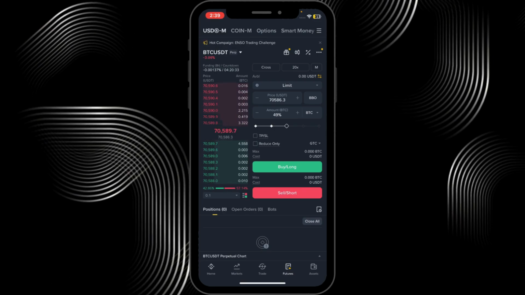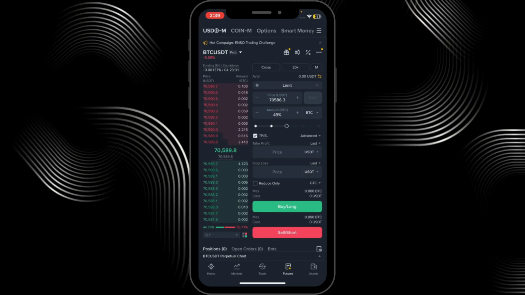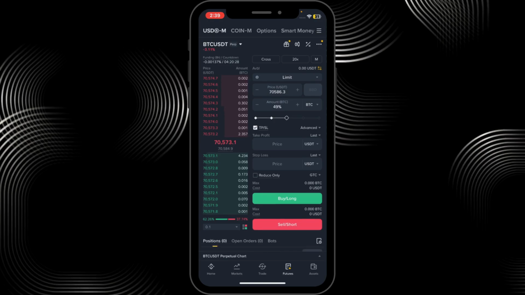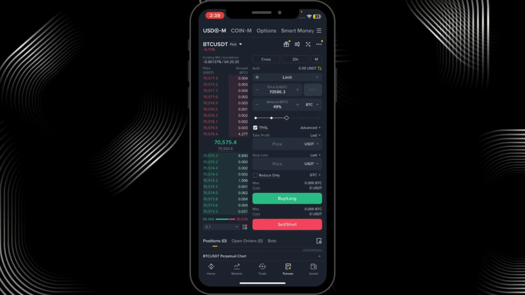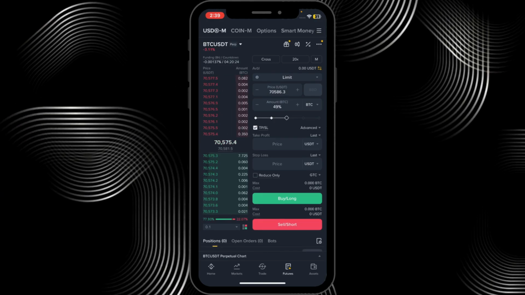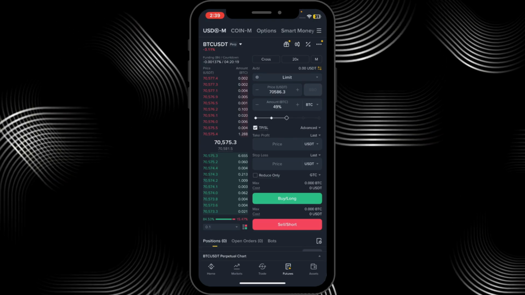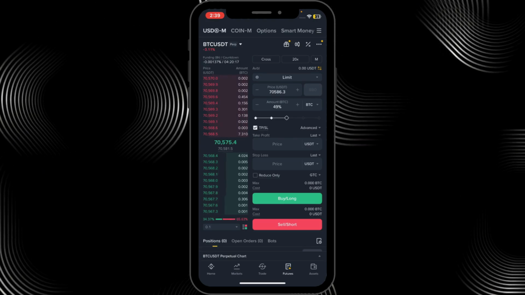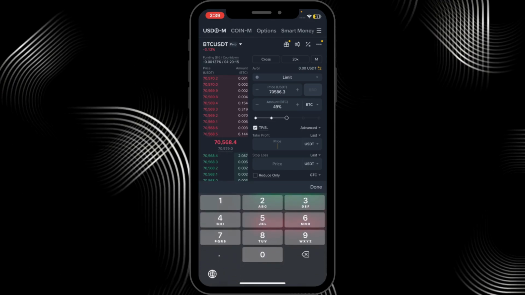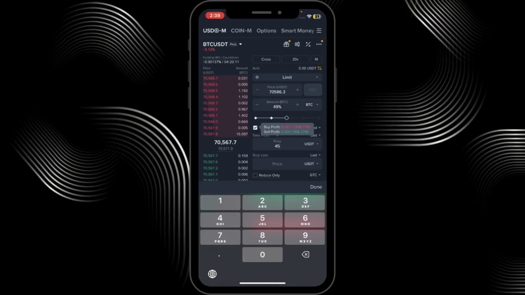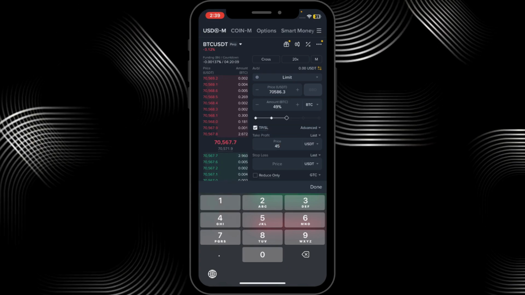And for your safety, add the TP and SL, the take profit and stop loss. That is where you want to take the profit and where you want to take the loss, or the least loss amount. And then once you enter the price, you can see right here the buy profit and the sell profit.